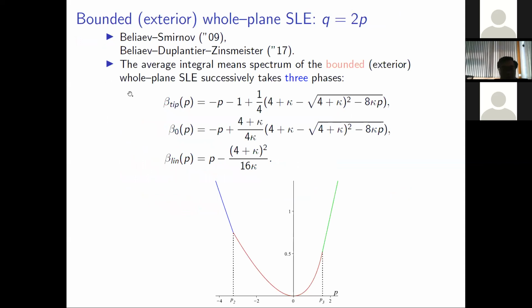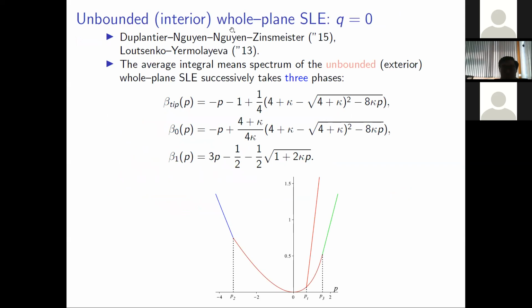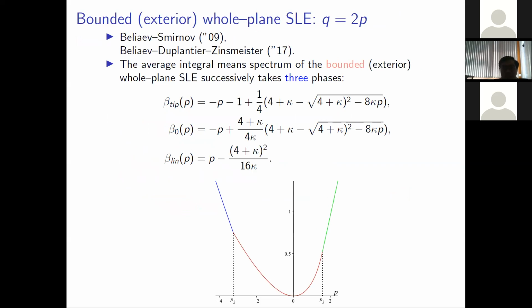First of all is the SLE defined in the outside of the disk. BDF spin-off and the register proved that the usual average integral means spectrum in this case has three phases. The first phase is the native one up to RS, here I have P2, then followed by U1, another phase, and finished by the last. So you see that this is somehow similar to the universal integral means spectrum.